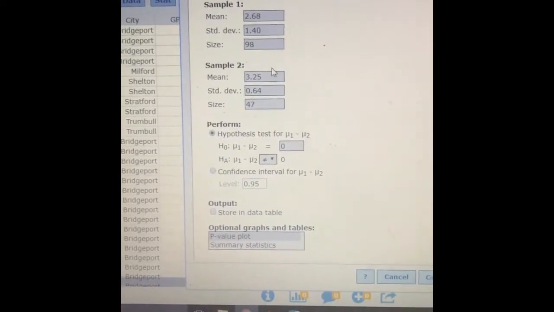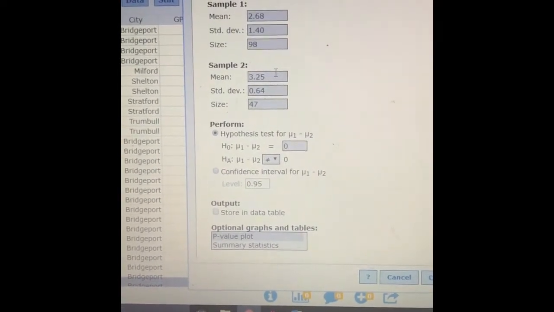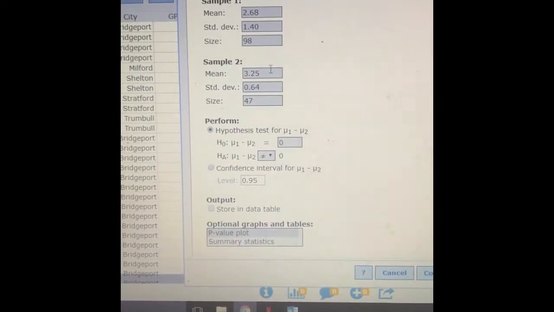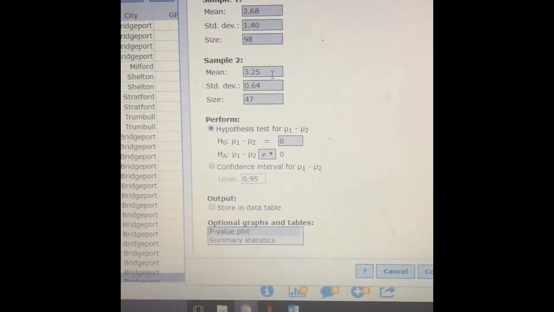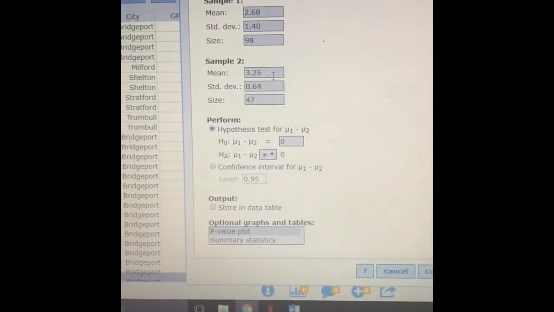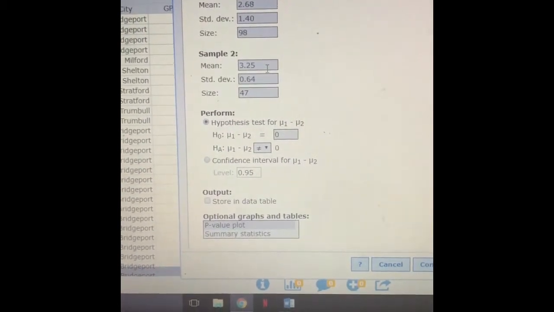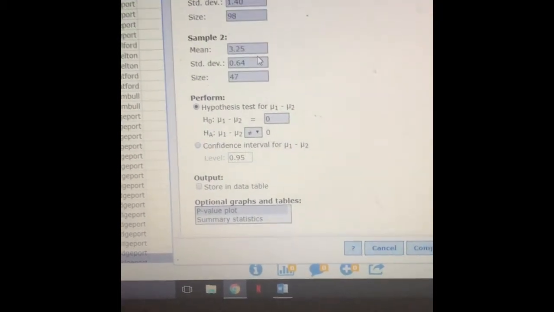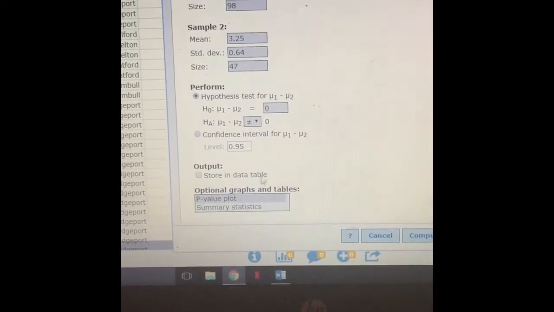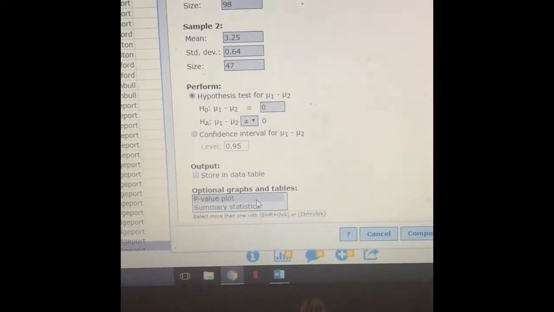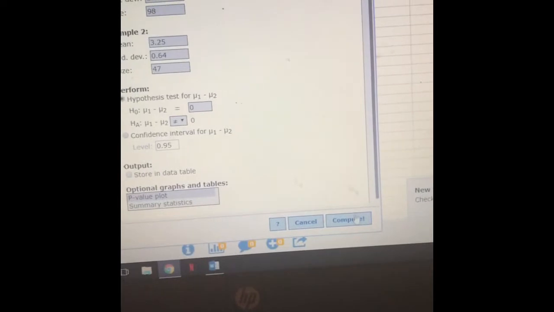Sample 2 are the students that did use the writing center in their writing courses. The mean for that is 3.25. The standard deviation is 0.64. The size for those students is 47. Now I want to find the p-value. So now I'm ready to compute.